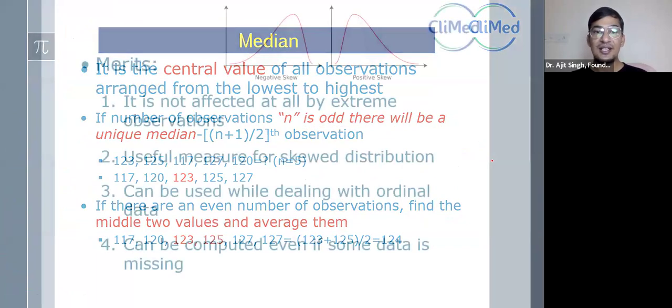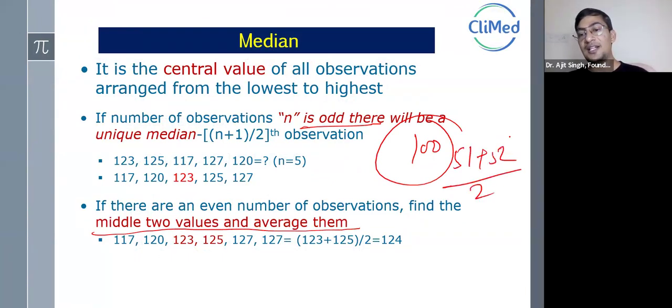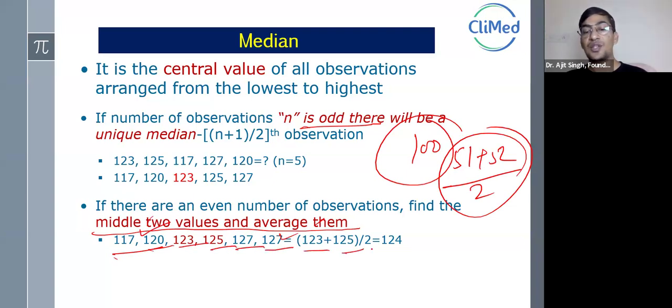For even numbers, find the middle two values and average them. So in 100, what are the middle two values? Like the 51st plus the 52nd, divided by 2. Find the middle two values and average them. Like, there are six values: 117, 120, 123, 125, 127, 127, so the middle two, 123 and 125, divided by 2 gives 124. Simple. This is your median.